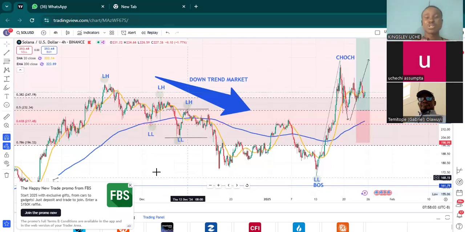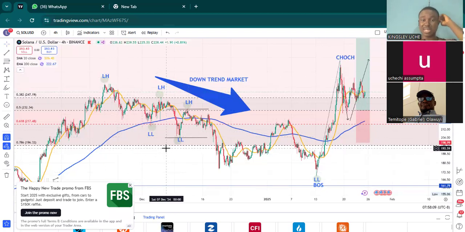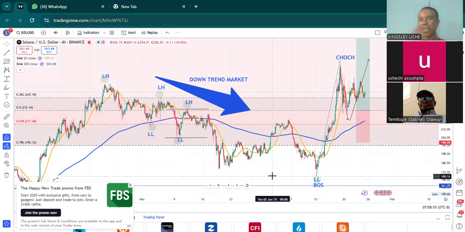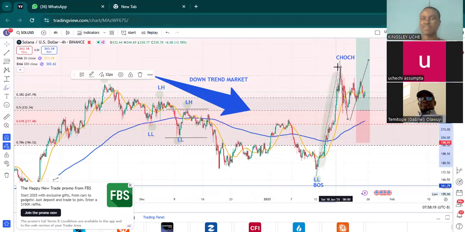All right. So now we see that we have a lower high, a lower low, a lower high situation. That's for the first phase. In a downtrend market, we have a break of structure which has been formed. Now we saw price move towards the upside, which is this level. It created a change of character, right? Now we have a break of structure formed and a change of character which has also been formed.